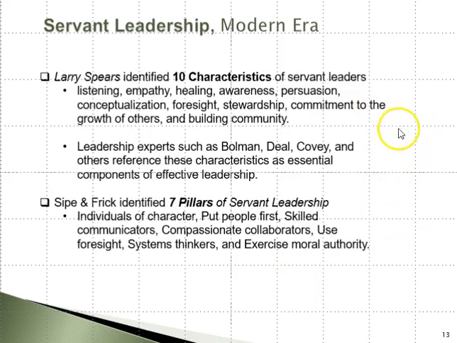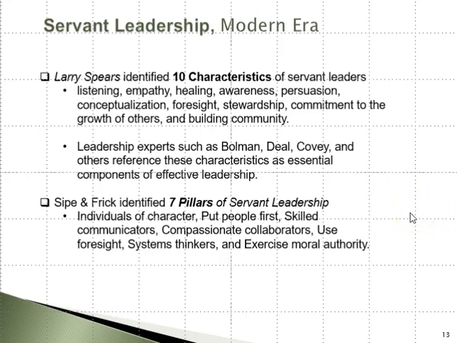Larry Spears identified 10 characteristics of servant leadership: listening, empathy, healing, awareness, persuasion, conceptualization, foresight, stewardship, commitment to the growth of others, and building community. Bowman and Dill and Covey also reference these characteristics and other similar servant characteristics as essential components of effective leadership.